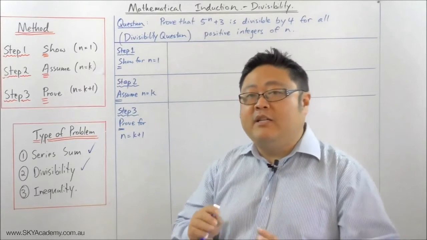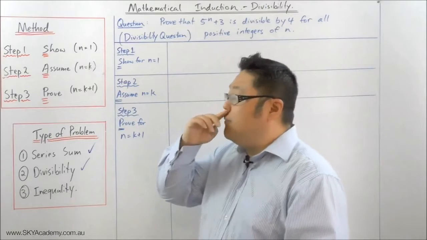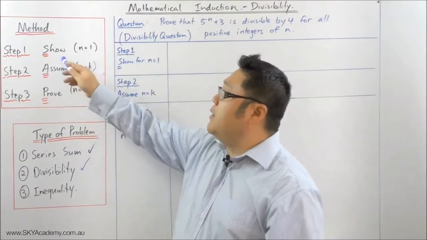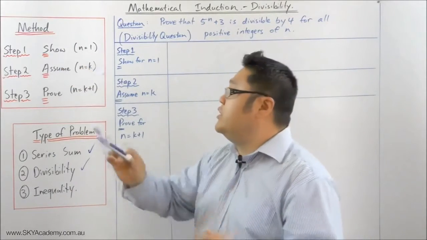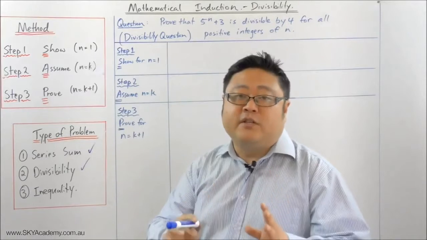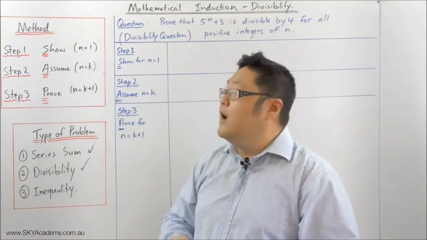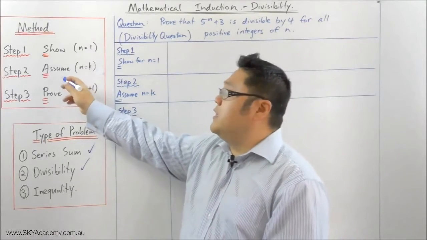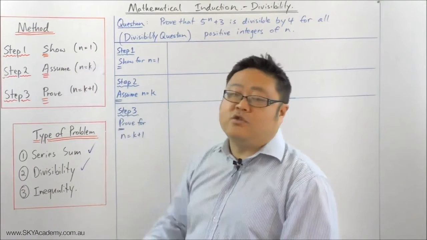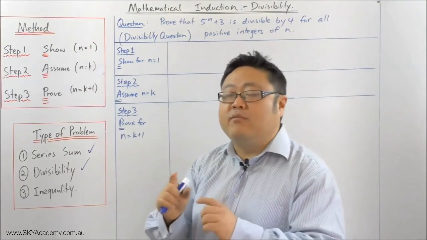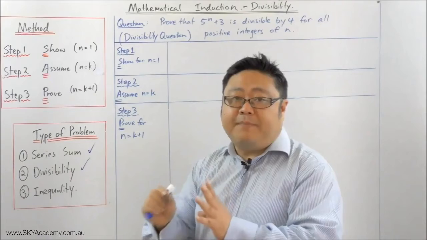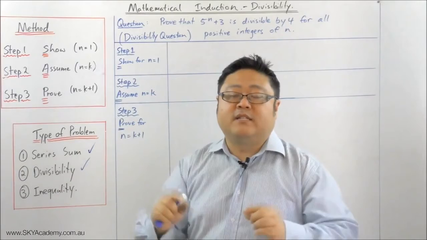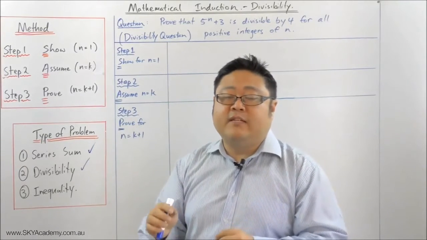As you probably are aware, the three-step method that I showed you yesterday for doing mathematical induction type problems is, number one, show. Step one is show that it's true for the first term, n is equal to 1. After we've shown that, what we then need to do is assume that it's true for n is equal to k. All you have to do is write a one-sentence line to say that you're assuming that it's true for n is equal to k.